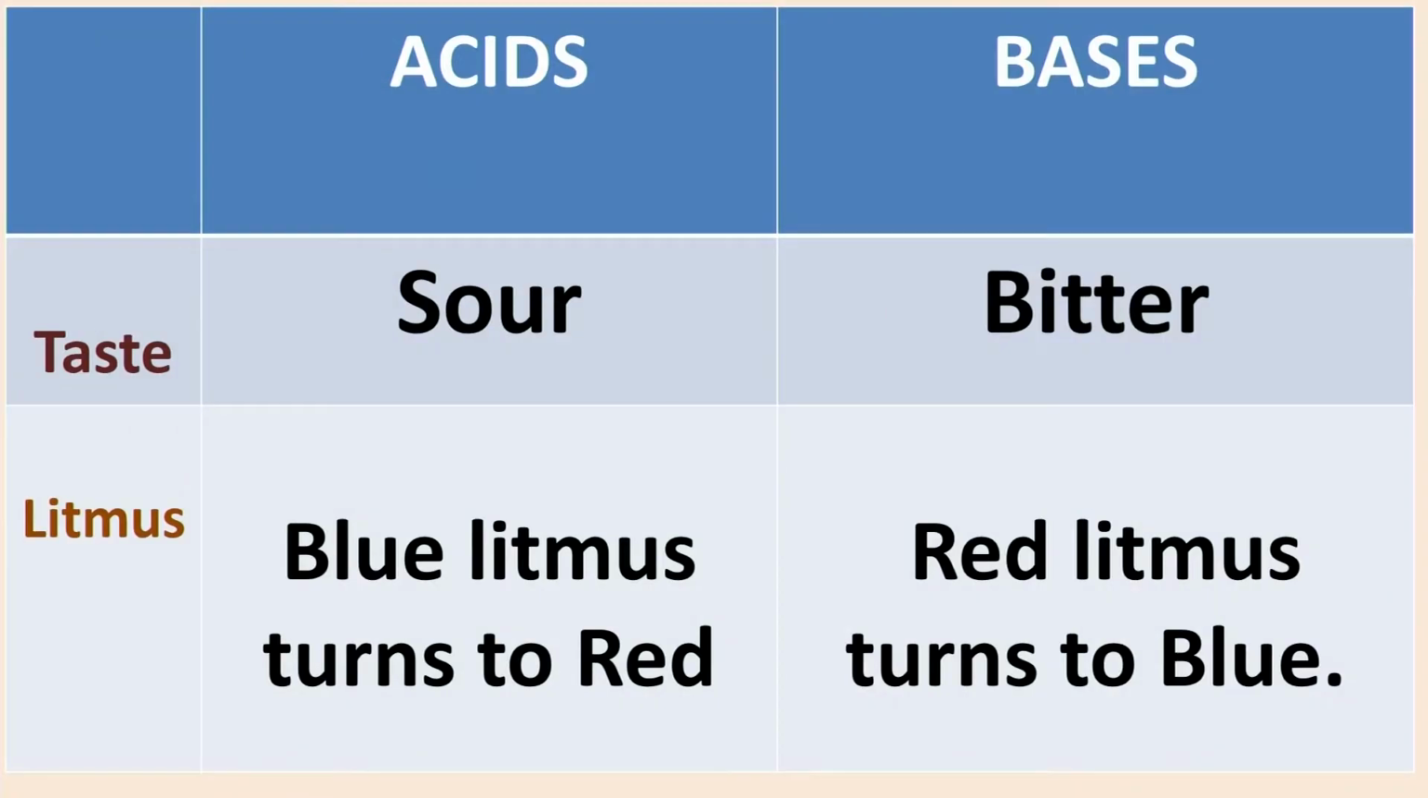Yes, acids and bases. Taste. Acids taste sour. Sour means huli. Bases taste bitter, kahi. So you might have tasted this. Tamarind, lemon, etc. are sour in taste, and bitter means bitter gourd, hagalkai. It contains some bases.